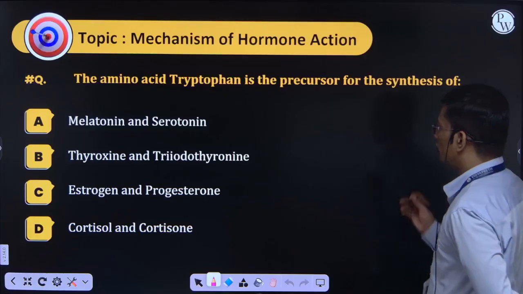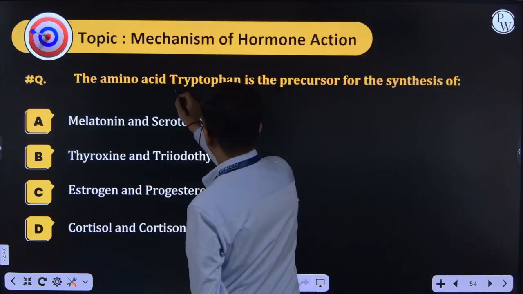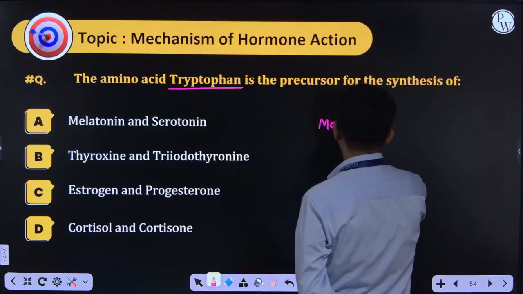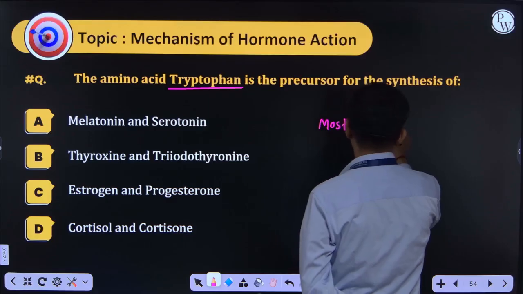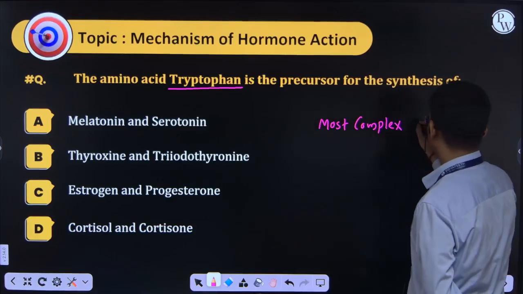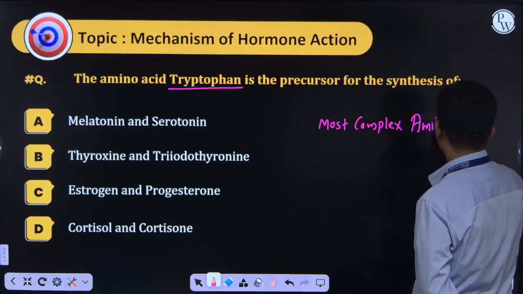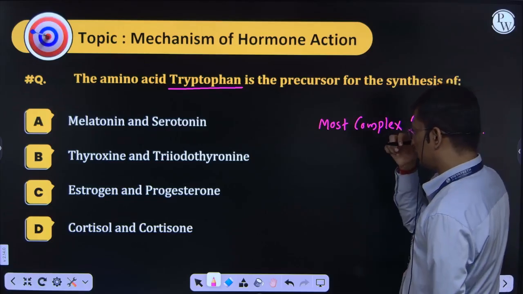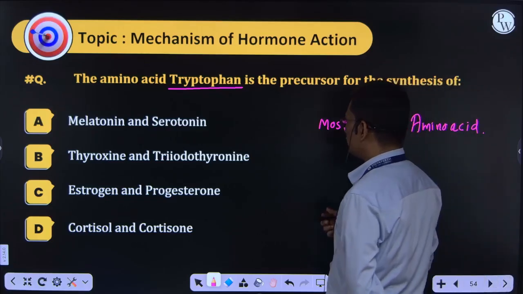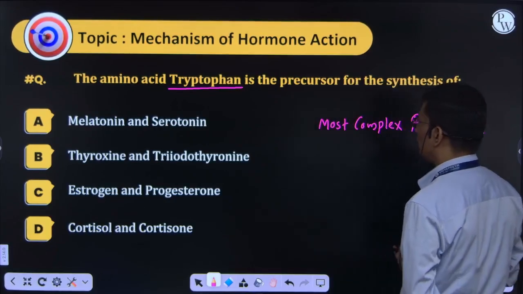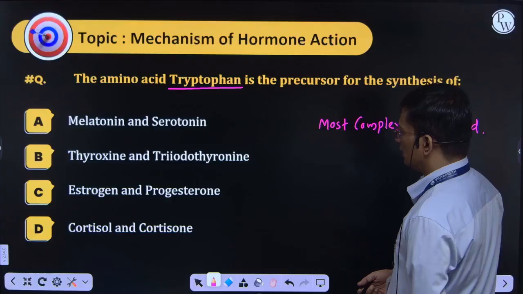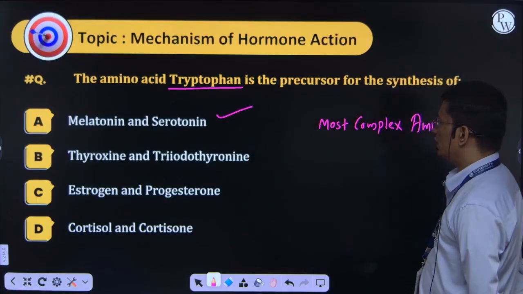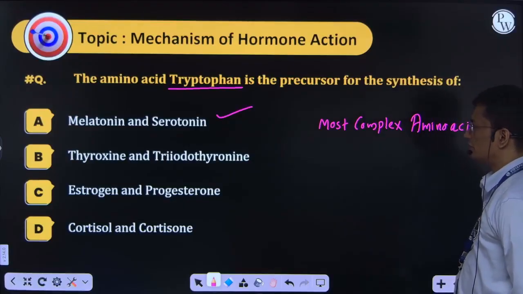Amino acid tryptophan. What is tryptophan? Tryptophan is the most complex amino acid, and it is also aromatic. Melatonin and serotonin are produced from tryptophan.